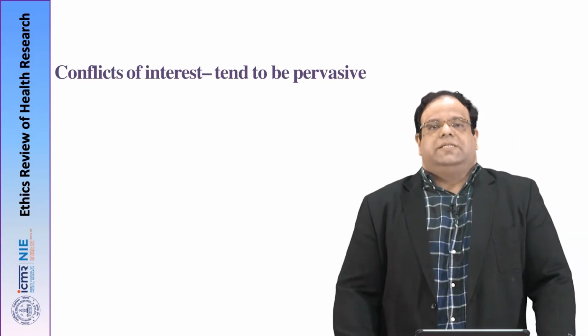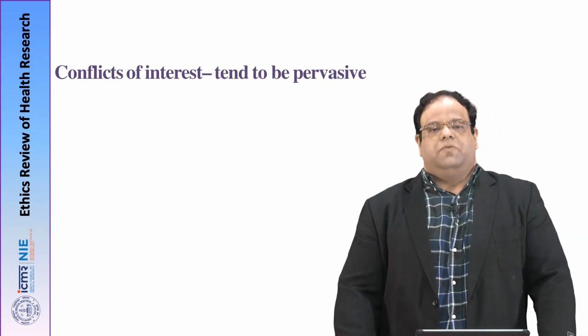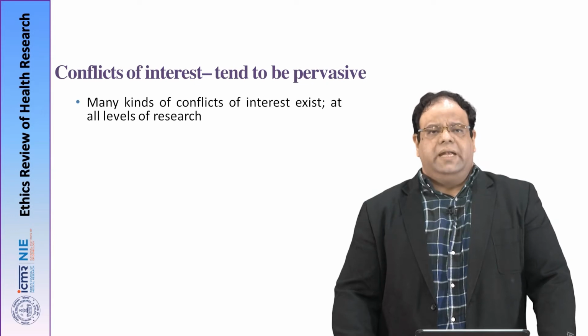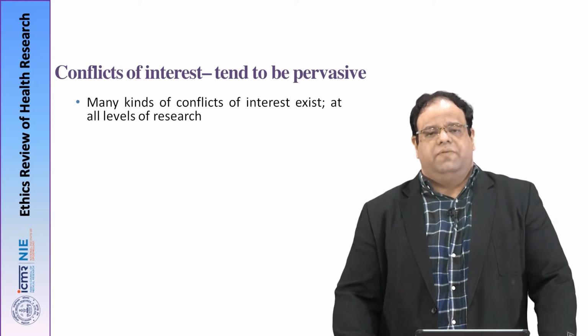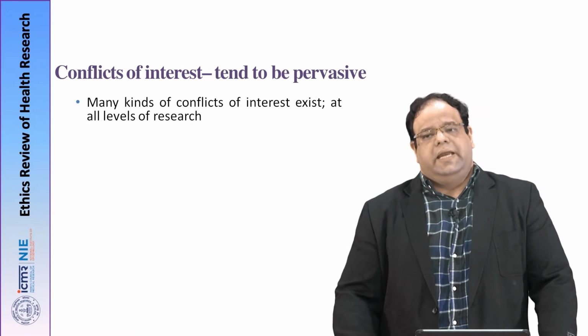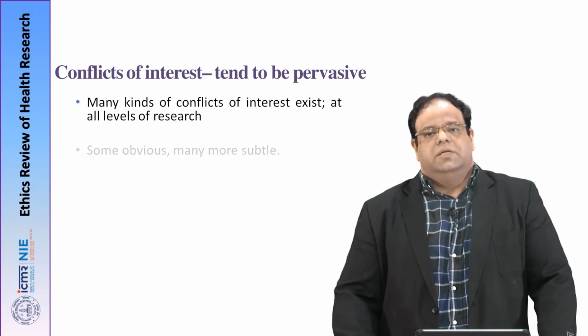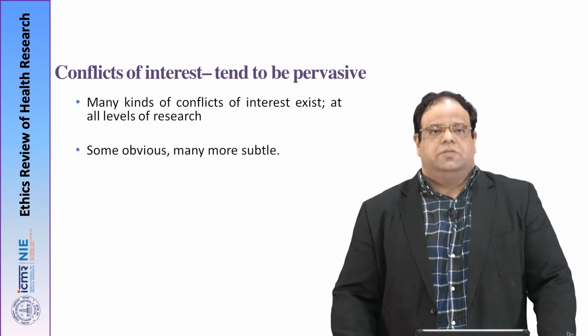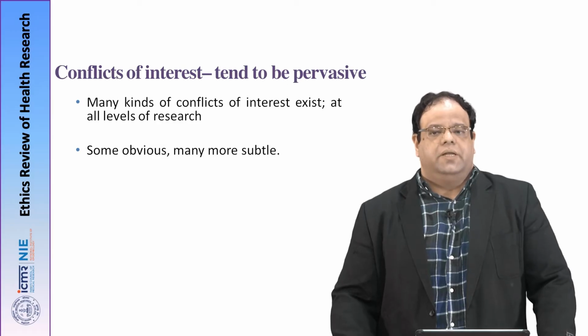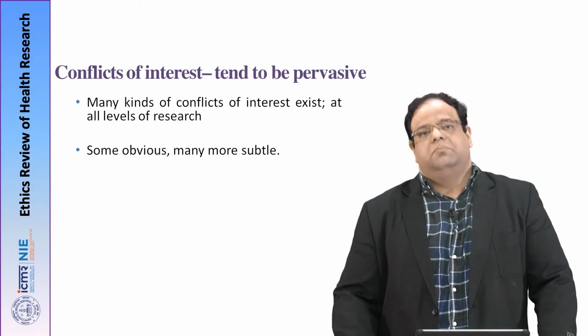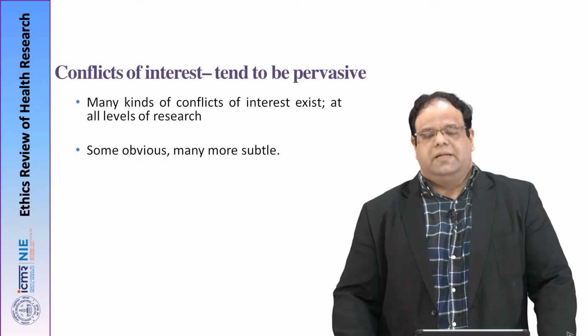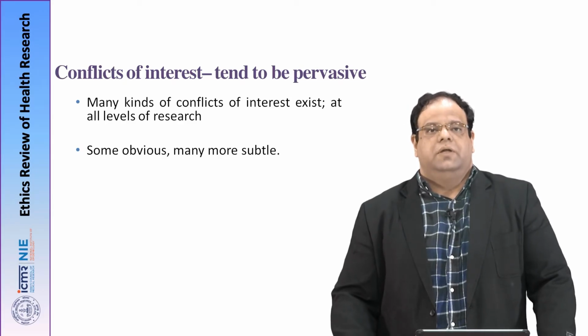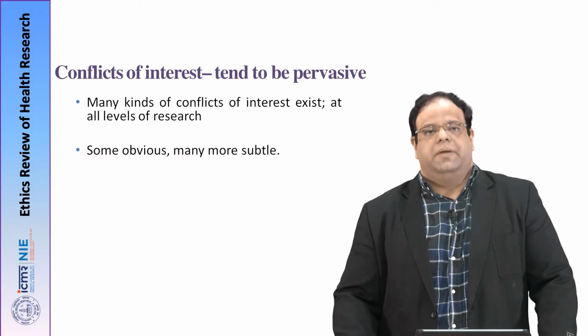Now, conflicts of interest tend to be pervasive. They are sort of omnipresent. And there are many kinds of conflicts of interest which exist, and they can exist at all levels of research. Some of these are clearly very obvious, so anyone who's looking at a particular protocol might be able to very quickly pick on this, but many of them are also quite subtle and need a little bit of reflection in being able to pick them up.